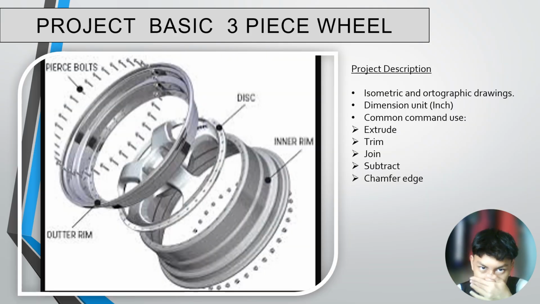So my project is a basic 3D three-piece wheel. This is the project description. Some of the tools I'll be using are isometric and orthographic drawings. My units will be in inches, and the commands I usually use are extrude, trim, join, subtract, and chamfer edge.